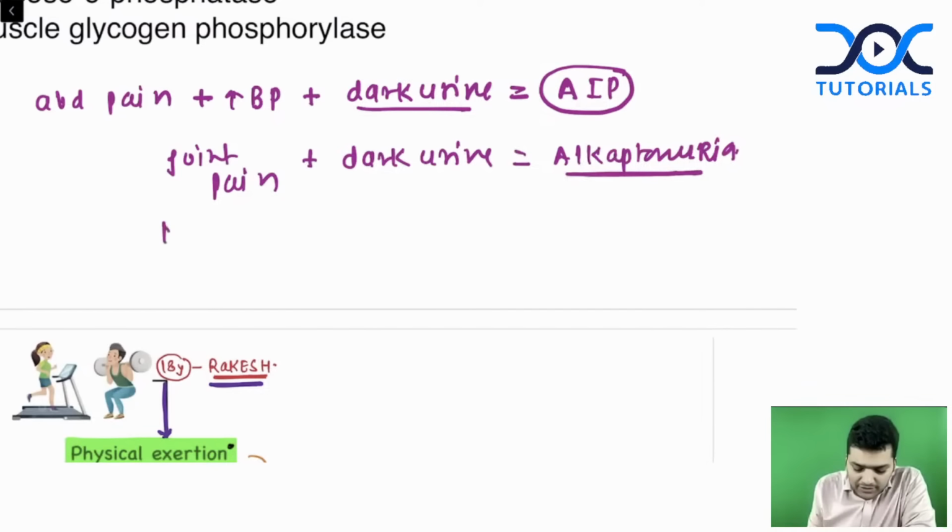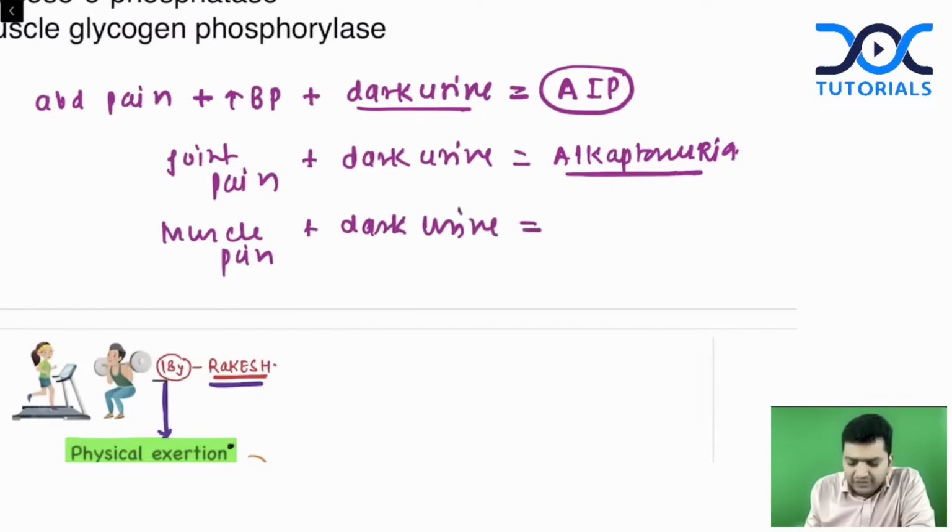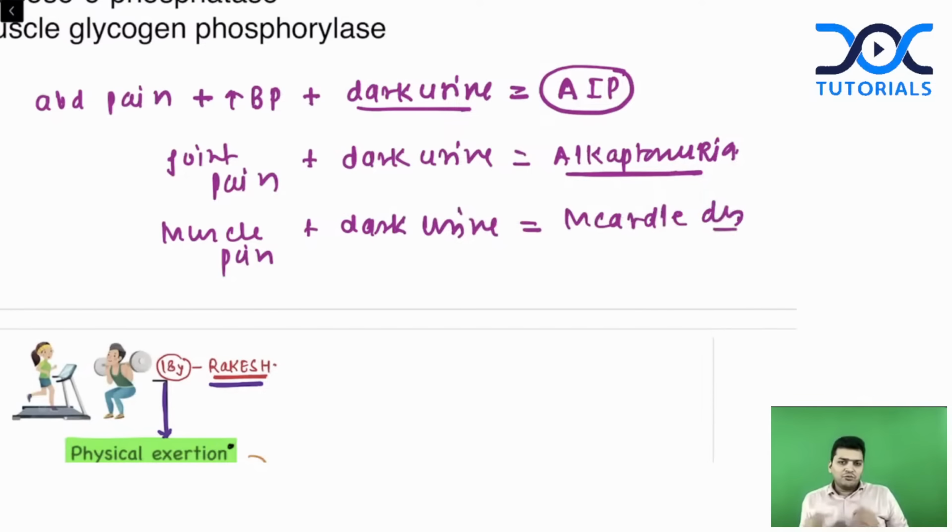And if they say muscle pain with dark urine, then it is going to be what? Then it is going to be McArdle. Sometimes, I don't know for what reason, we have a tendency that whenever we see dark urine, we jump to alkaptonuria. It should not be like this. We should see the associated finding. If they say dark urine with joint pain, it's alkaptonuria. With muscle pain, McArdle. Abdominal pain, increased blood pressure, acute intermittent porphyria.